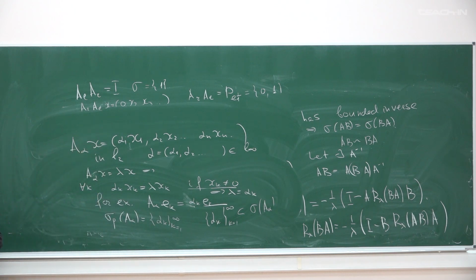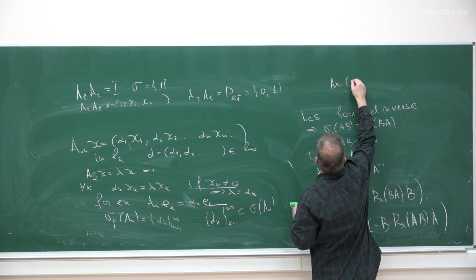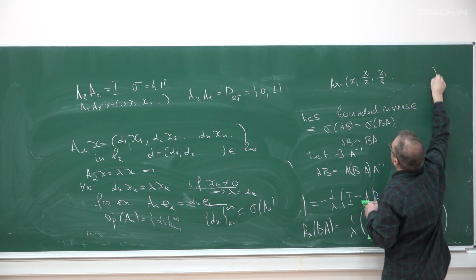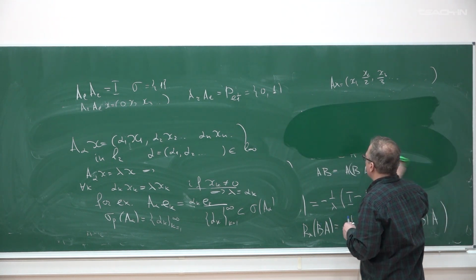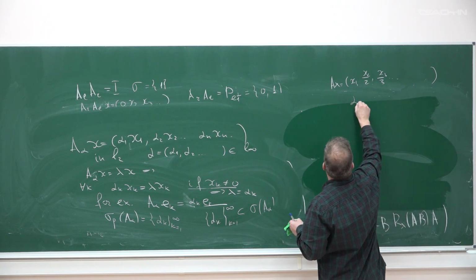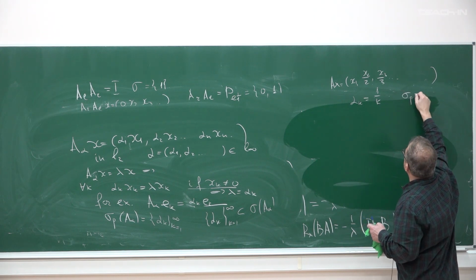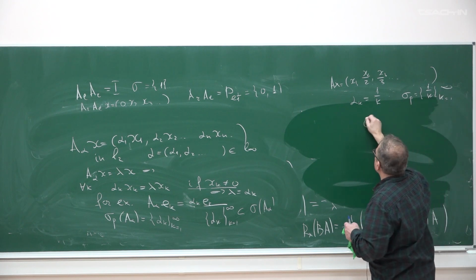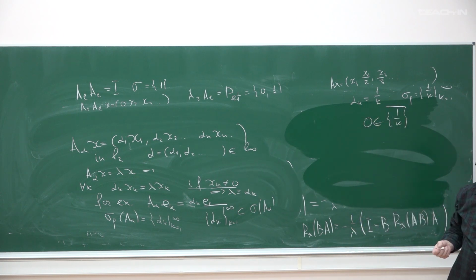Let's come back to what we did five minutes ago. We consider such an operator: x1, x2 over 2, x3 over 3, and so on. What is the alpha k? 1 over k. Yes? So the point spectrum is the sequence 1 over k for all k from 1 to infinity. But 0 lies in the closure of this set, because the limit of these elements is 0. So 0 is in the spectrum too.